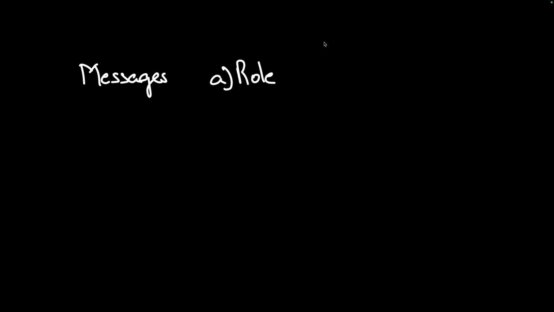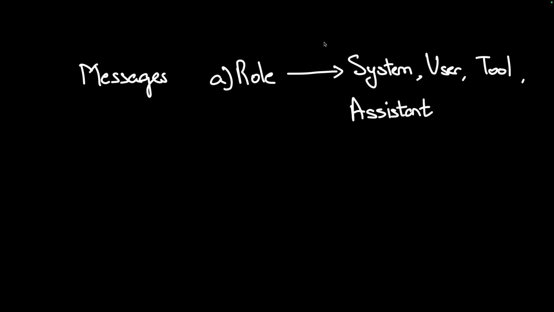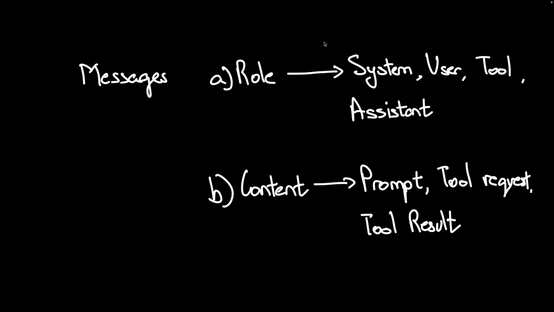These messages predominantly contain two key pieces of information. The first one is the role, which can be system, user, tool, or assistant, and the second one is going to be your content. This can be a prompt, a tool request, or a tool result. LangChain uses React agents. Every agent that you can create using LangChain by default uses this React paradigm.